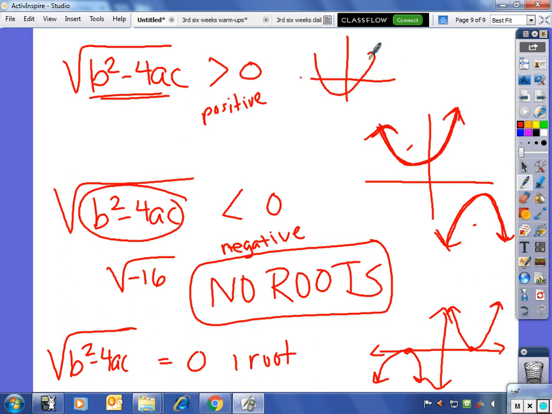But every parabola will do one of these three things. Every parabola in the world will either cross the x-axis twice, and you'd get a positive number in here. It might cross the x-axis once, and you'd actually get 0 in here. Or it might never cross the x-axis, and you'd get a negative number in there. Yes, you are going to need to know this for your CBA. You're going to need to know it for your homework tonight.